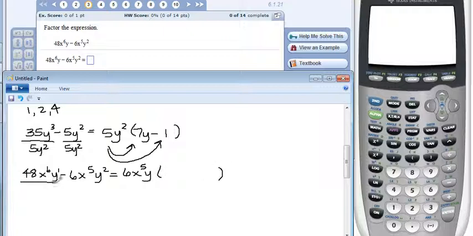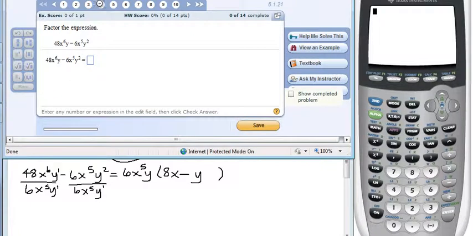So I'm going to divide through by my GCF, both terms. Okay, 48 divided by 6 gives me 8. X to the 6th divided by x to the 5th gives me x. And y to the 1 divided by y to the 1 is 1. Match my sign. 6 divided by 6 is 1. x to the 5th divided by x to the 5th is 1. And y squared divided by y to the 1 is y. Done. Okay?